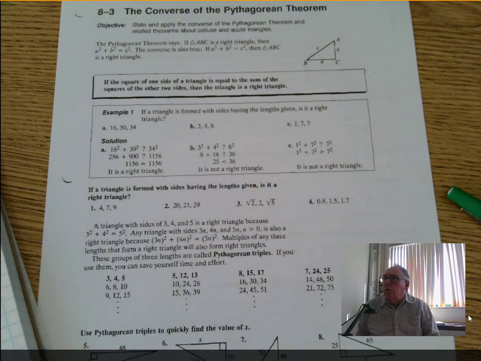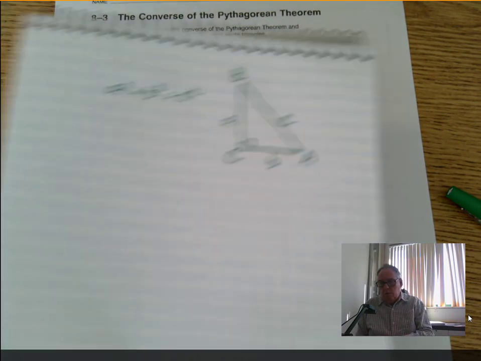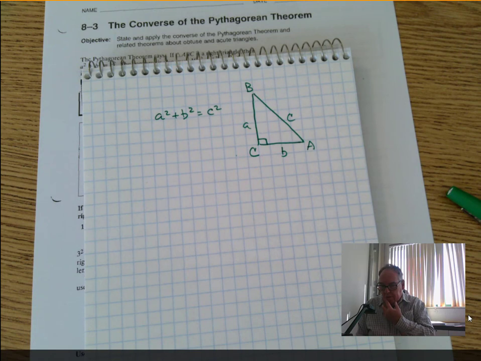Hi, in this video I want to talk about the Pythagorean theorem and its converse. So most people are probably aware of the Pythagorean theorem, that a squared plus b squared is equal to c squared. If you have a right triangle, a squared plus b squared is equal to c squared.